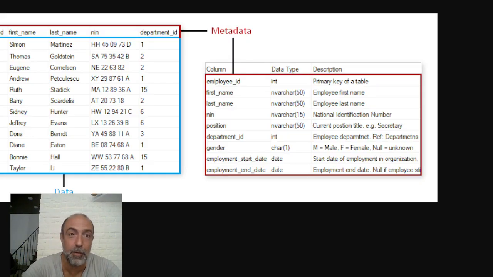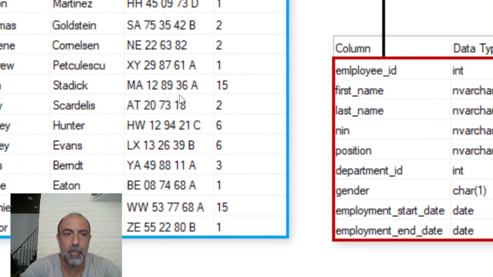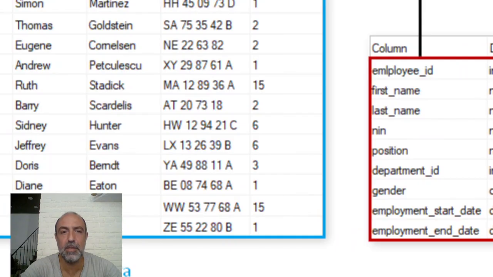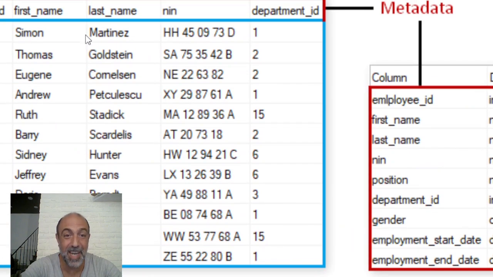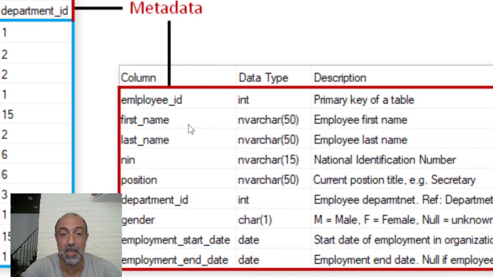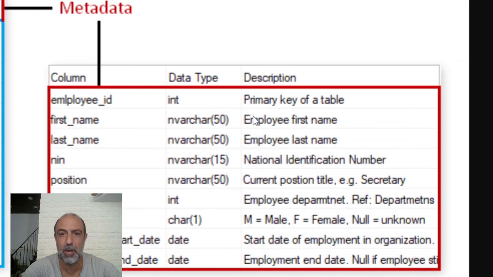And that table itself, which holds Simon, Thomas, and all these people, here is basically the data of the table, and this is the metadata of the table, which is the description, primary key of the table, employee first name, employee last name. That describes what data the table is actually taking. So that is what metadata is.